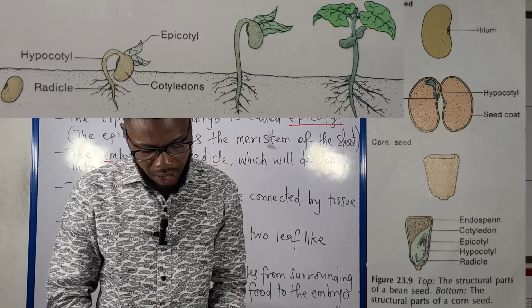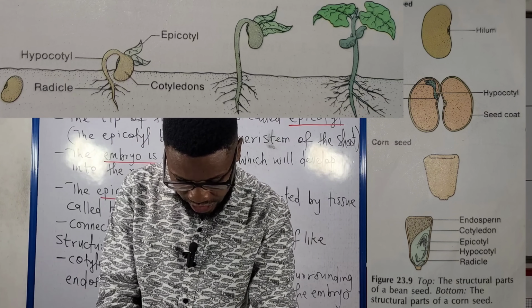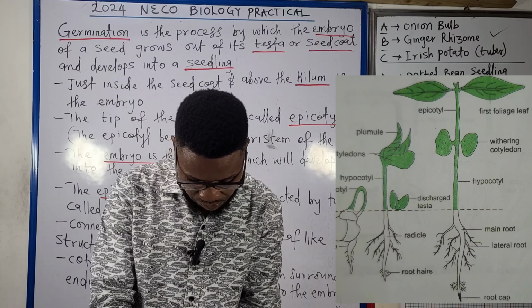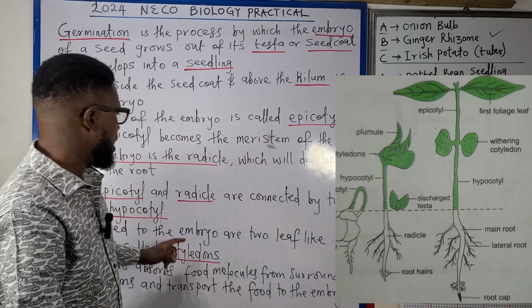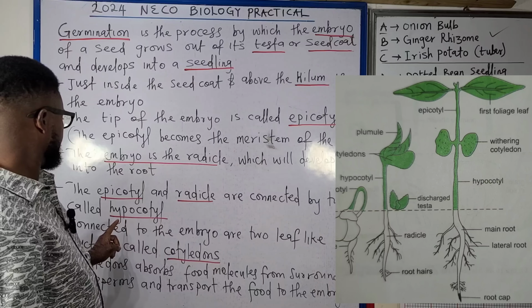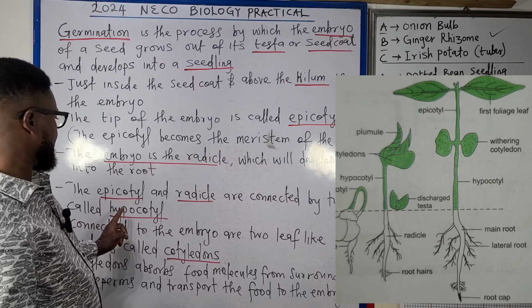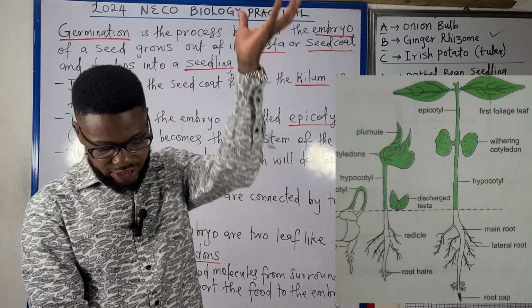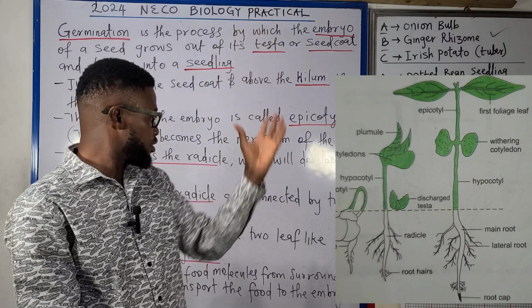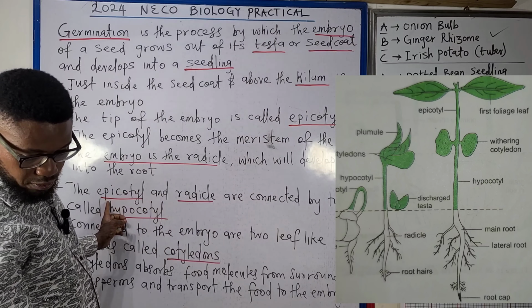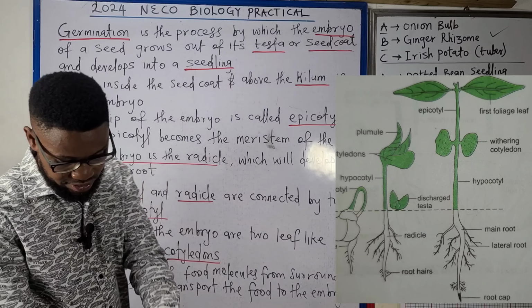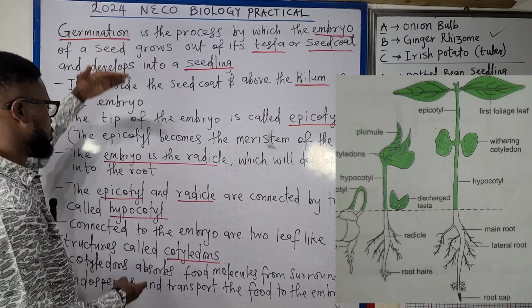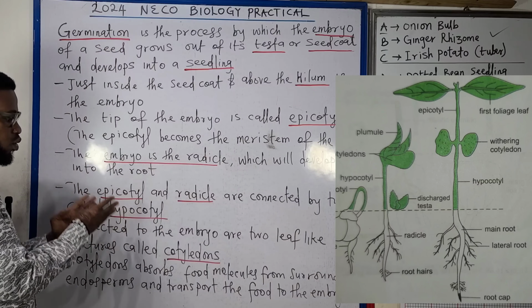If you look at the normal germinating seed here, the hypocotyle is between the epicotyle, which is holding the leaves and is the shoot, and the radicle, which forms the root. So in between the root and the shoot is where you have your hypocotyle.